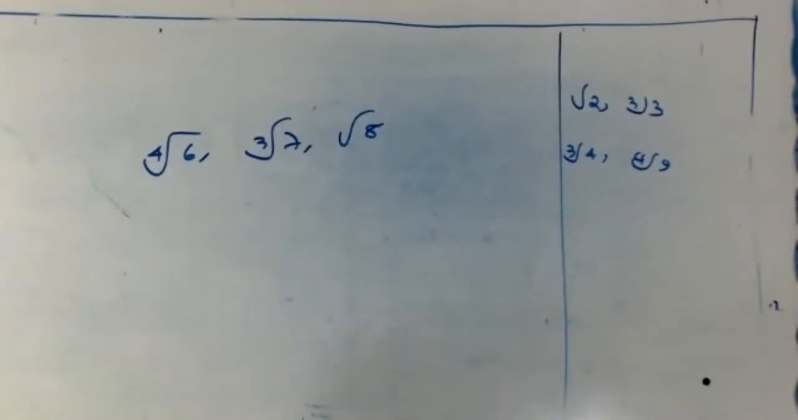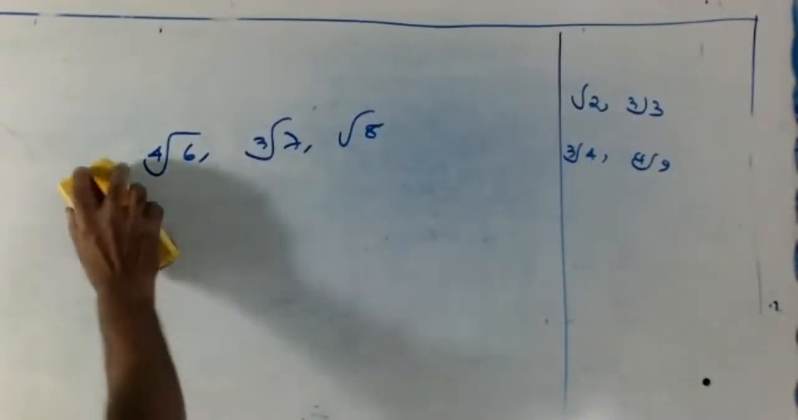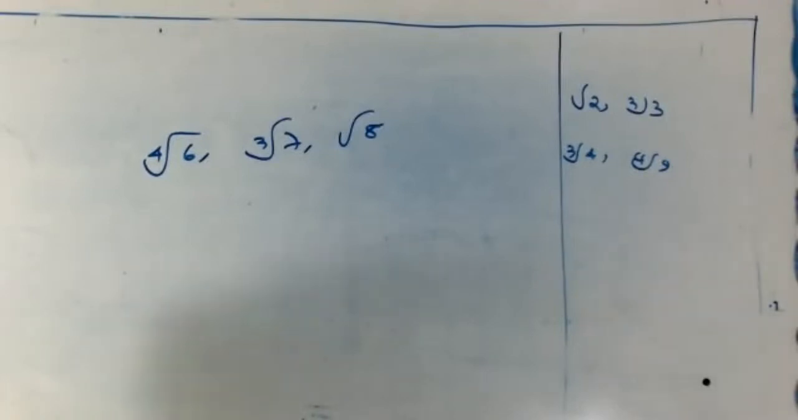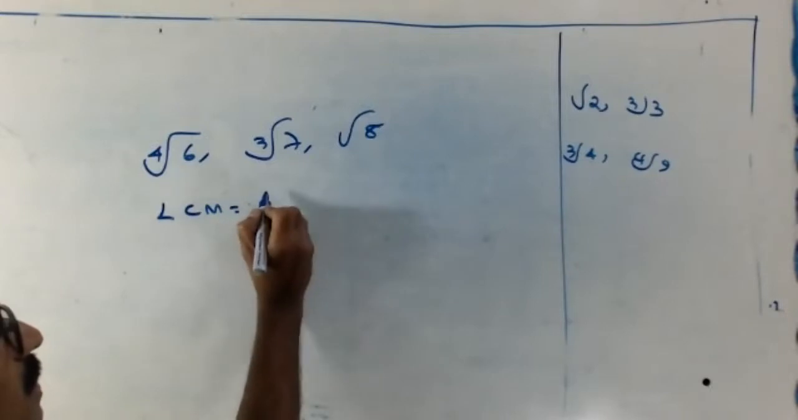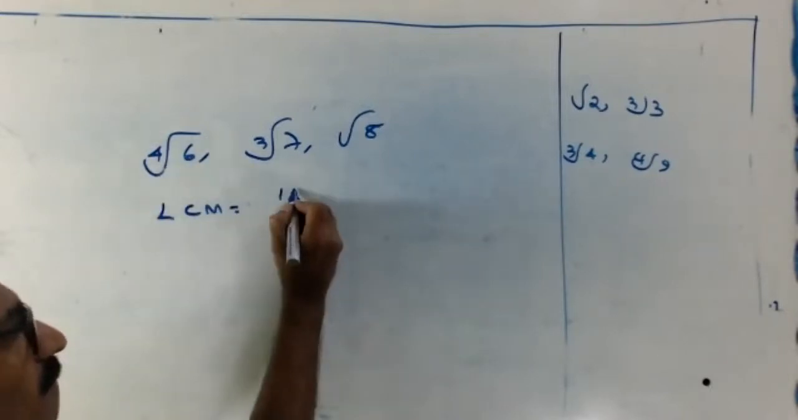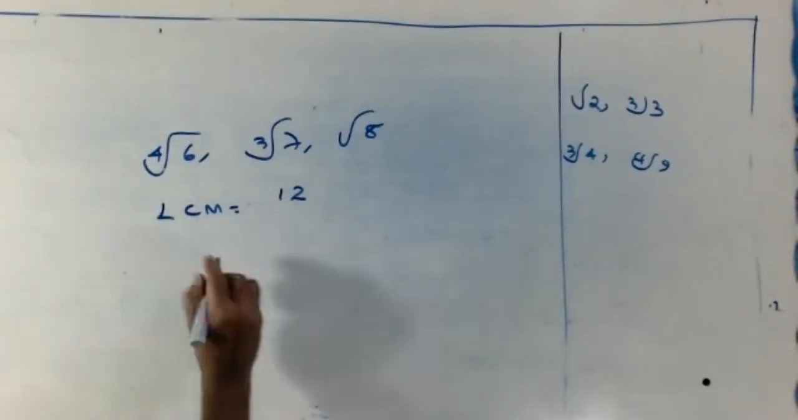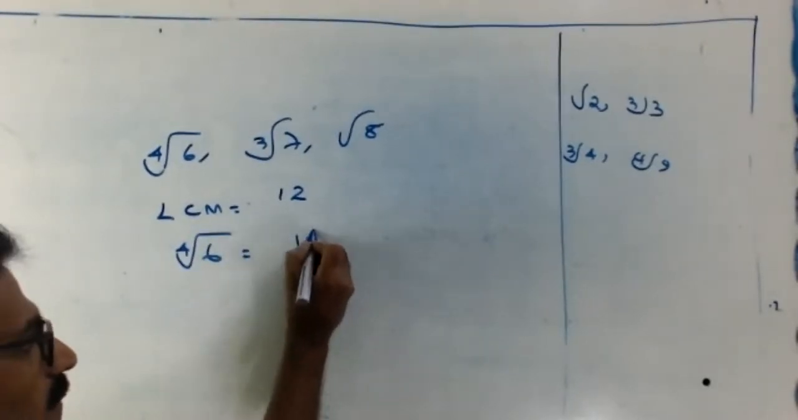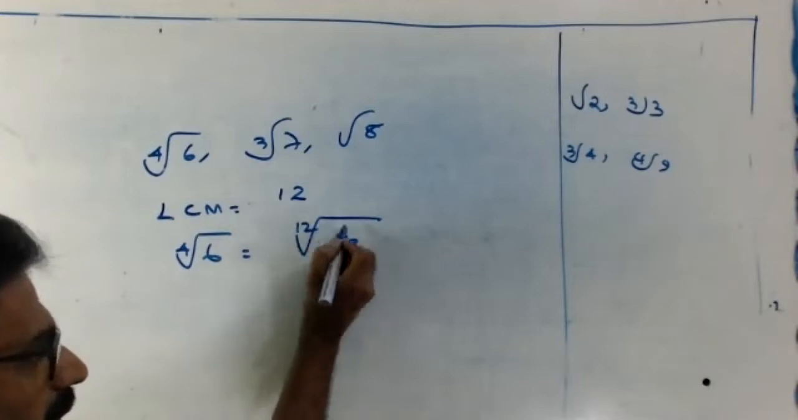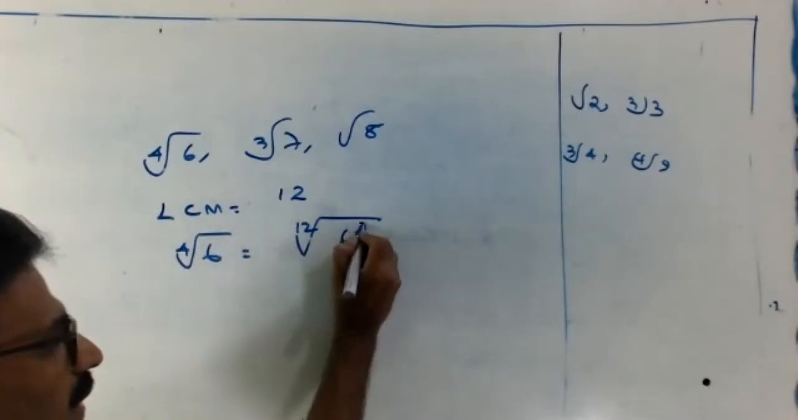Okay. So look here. Listen here. LCM is 12. Fourth root of 6: 6 here, 12 here. 12 divided by 4 is 3.